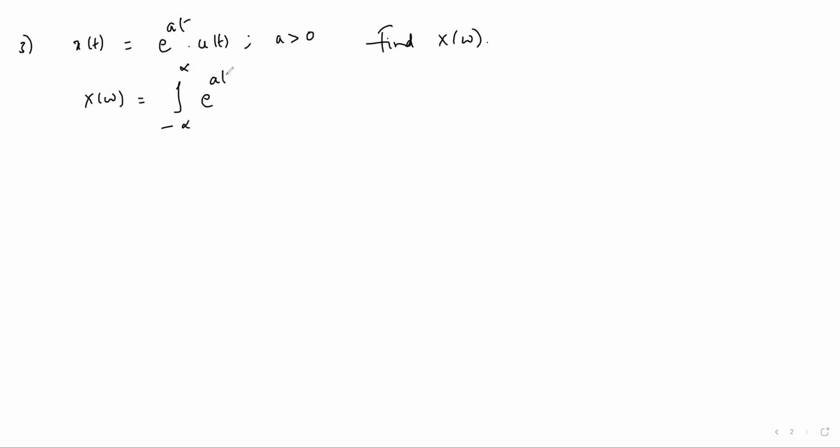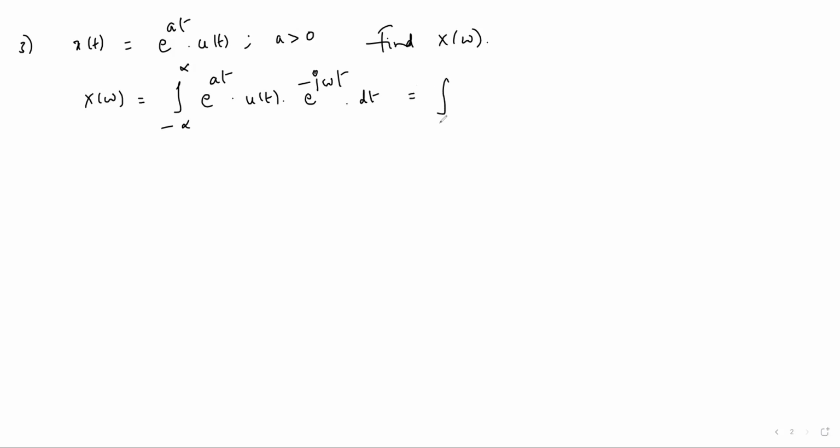One more signal, what I'm giving is here. One more exponential signal. E to the power of plus at u of t. Here a is greater than 0. Find the Fourier transform of this signal. The same procedure. Let us find x of omega is integral minus infinity to plus infinity e to the power of at u of t e to the power of minus j omega t dt.